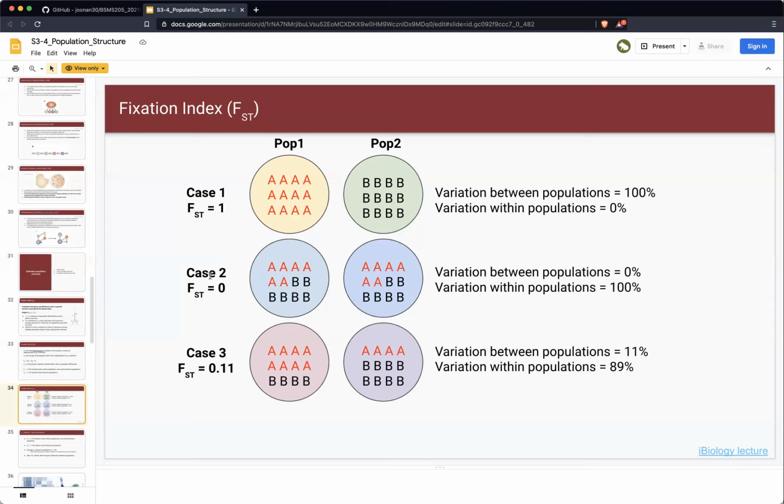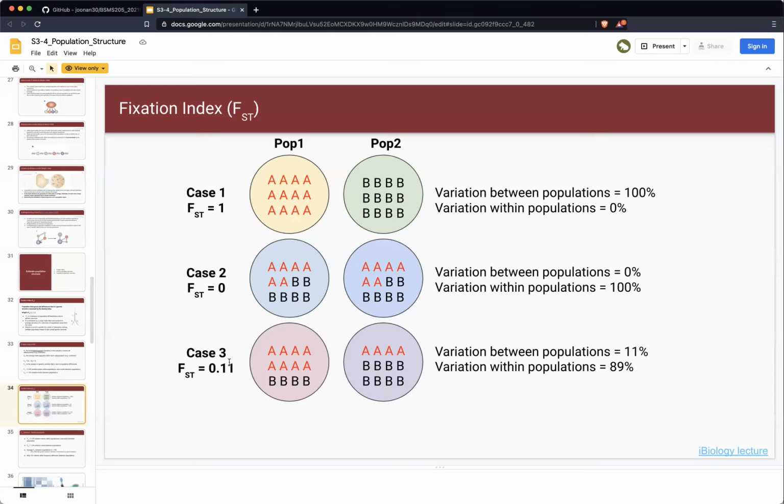Then if you look at the second scenario, where the genotype compositions are the same, you can say that the differences between these two populations is nothing. So there is no difference. So there has to be 0. And all the difference is actually coming within the population, right?